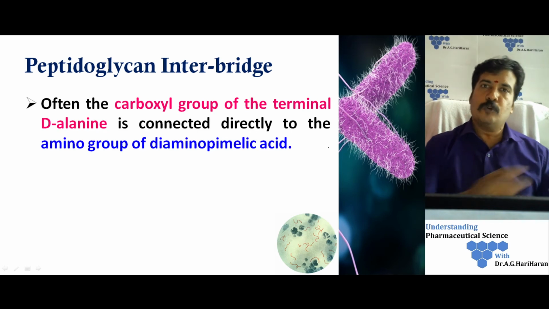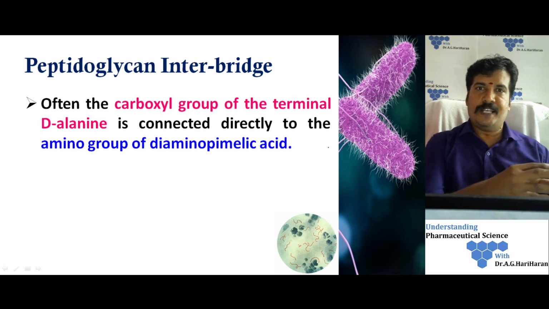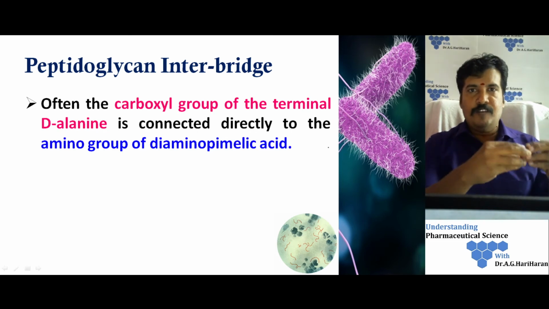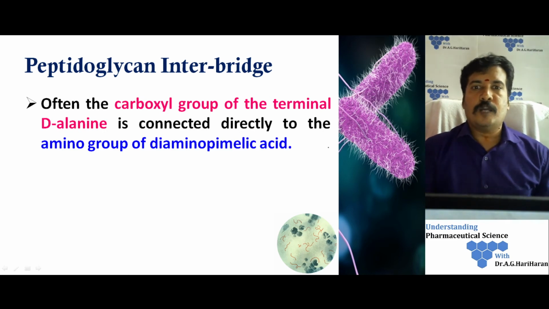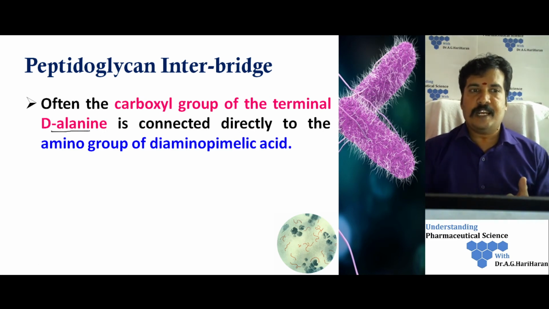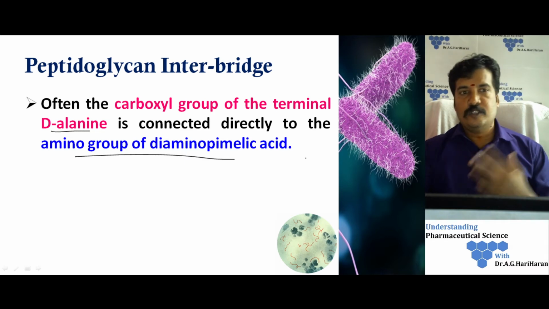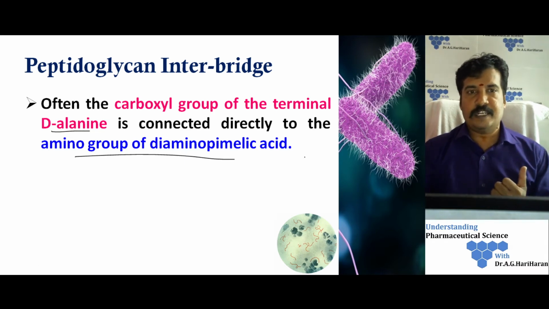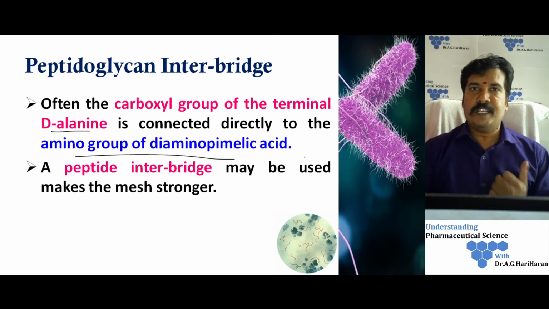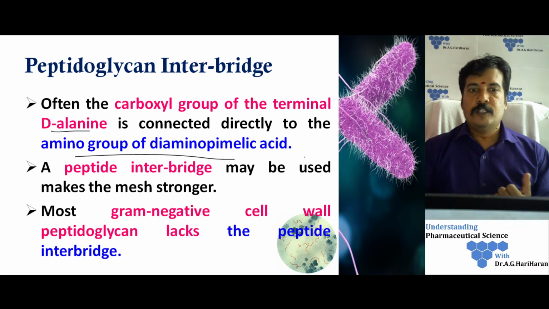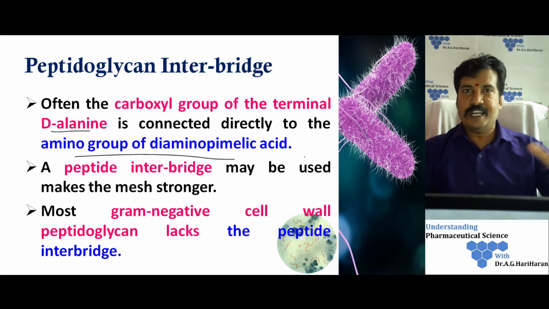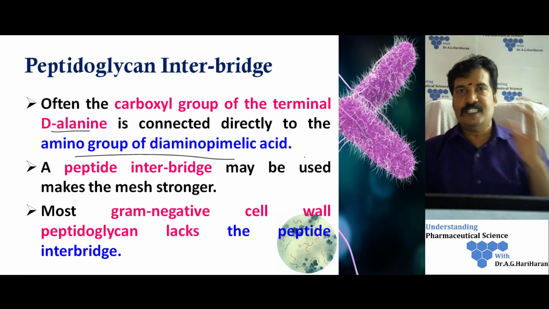That means a group of glycine amino acids, around 5 to 10, will form a bridge between the carboxyl group of D-alanine and the amino group of diaminopimelic acid or L-lysine. So this is the major one that it can form. This peptide interbridge makes the mesh much stronger when compared to the other one. So the gram-negative cell wall generally lacks this peptide interbridge. The gram-positive cell wall will have this peptide interbridge.